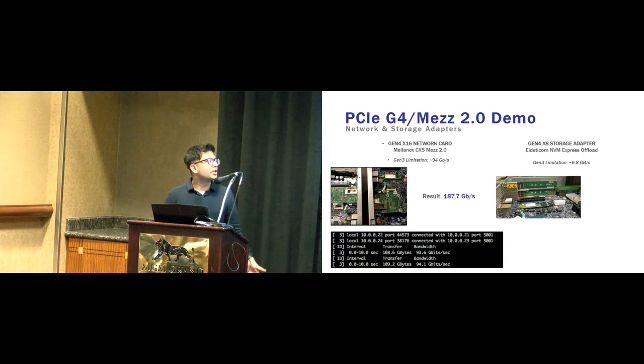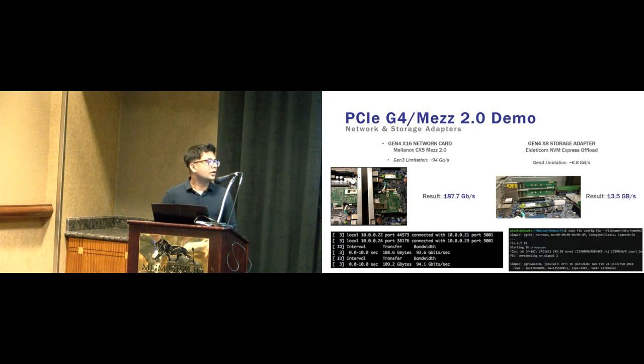The other card we tested with, we didn't want to stop testing Gen 4 with just a network card. We took a storage card. We took an Intel NVMe Express card. We plugged it into our system, and if this was a Gen 3 system, FIO would have clocked about 6.8 gigabytes per second, versus what we measured, which is 13.5 or so gigabytes per second, which is essentially double again. So both on the networking end and the storage end, things are coming together on PCIe Gen 4.